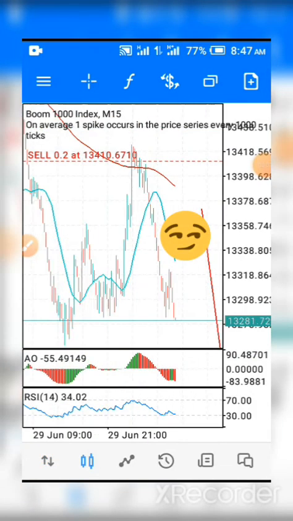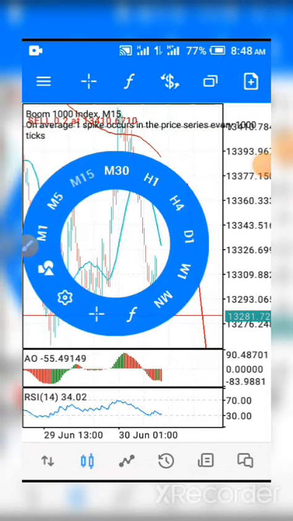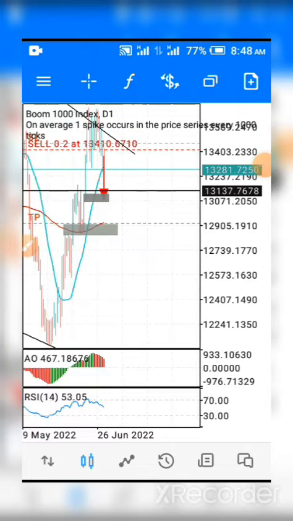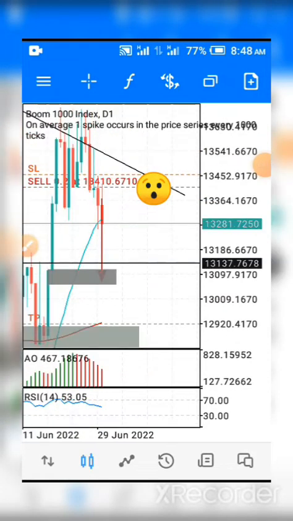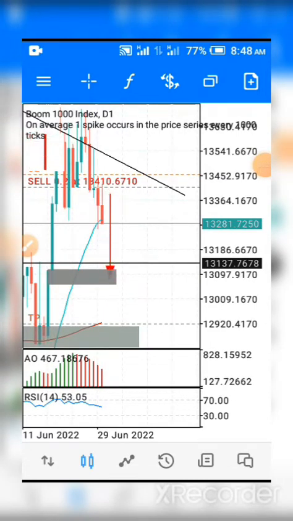I cut my sells. I actually placed the trade last night because I saw this. I was waiting for the close of the daily candlestick, and that is how I was able to cut this sell from here. Now I'm maximizing my profit to the downside. So you can see I'm in profit.